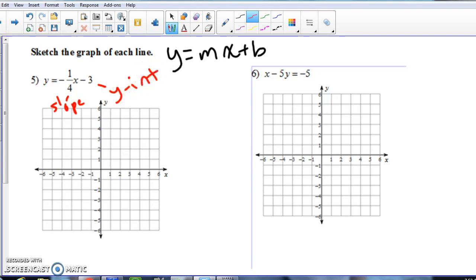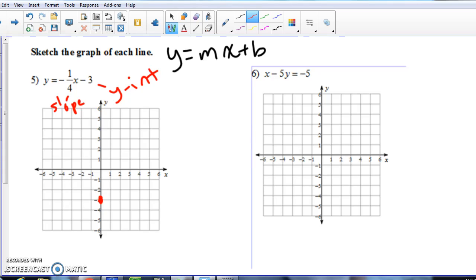Now, in terms of what we start with, once I can identify these two things, I always want to start with my y-intercept. Sometimes you'll hear your y-intercept referred to as your initial value or your starting point. So if my y-intercept is negative 3, that means I go on the y-axis. I find negative 3. I need to make a dot there at negative 3. Then I use my slope as a set of directions.